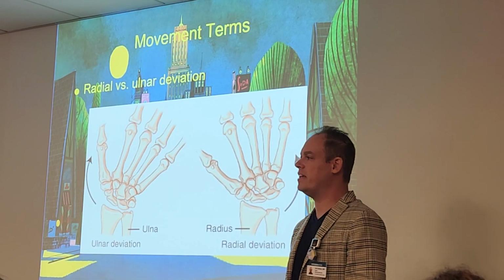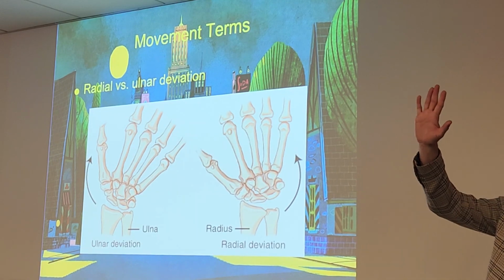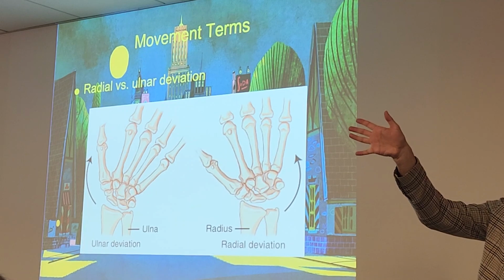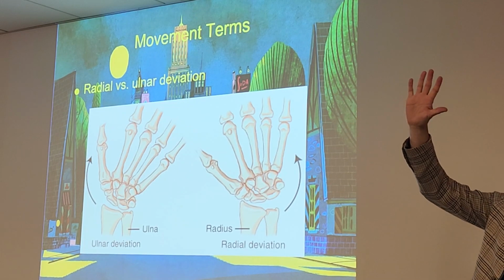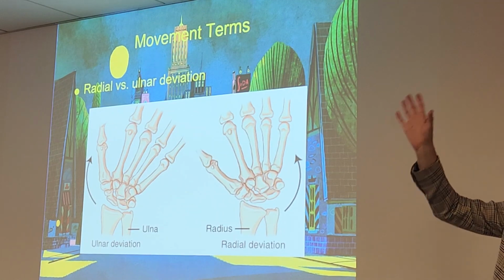And there is that deviation once again. That's your radial versus ulnar deviation. Once again, when I deviate my wrist towards the pinky side, that's an ulnar deviation. Towards the thumb is a radial deviation. It's named according to what bone we're turning the hand towards.